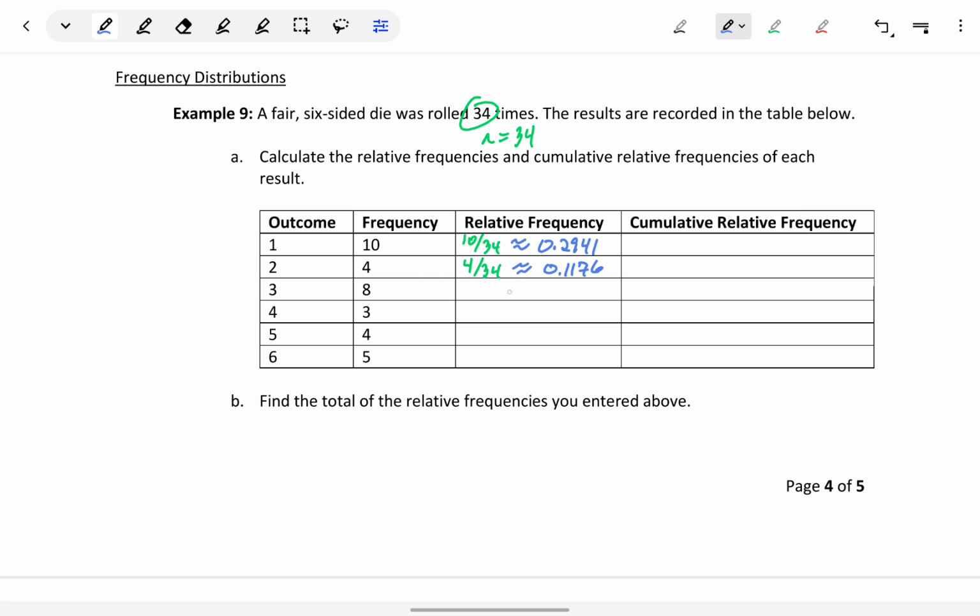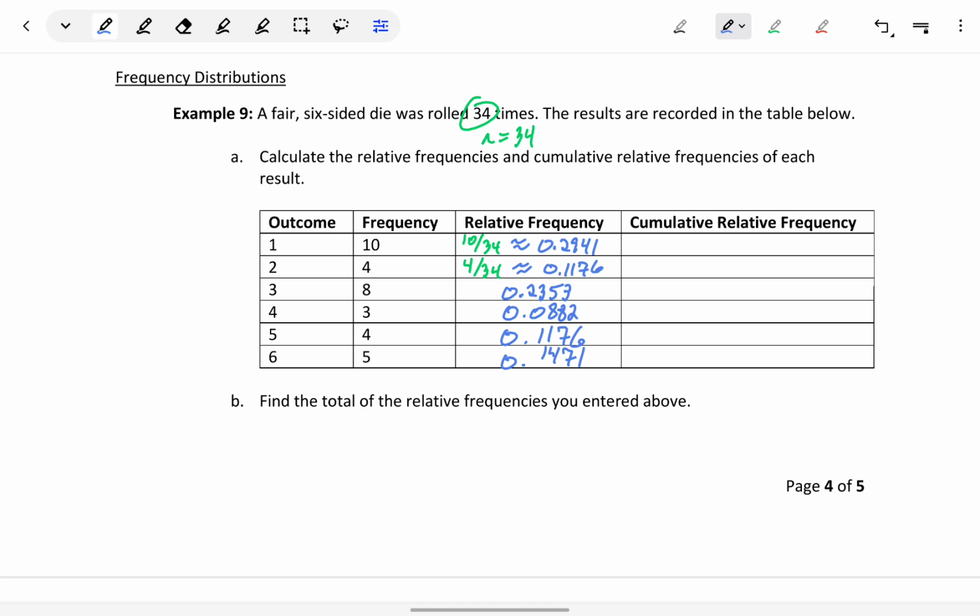And we continue that same process. 8 divided by 34 would give us approximately 0.2353, 0.0882, 0.1176, and 0.1471.